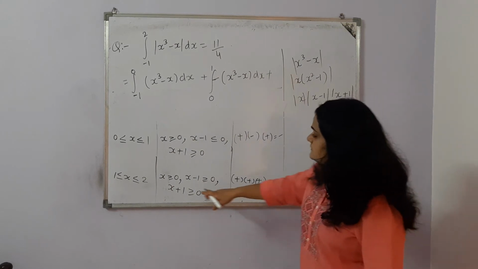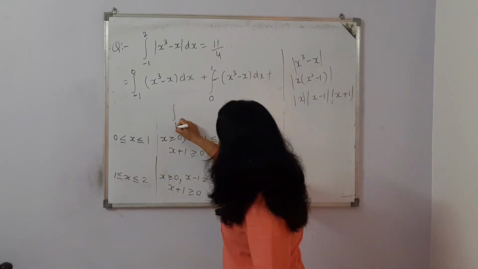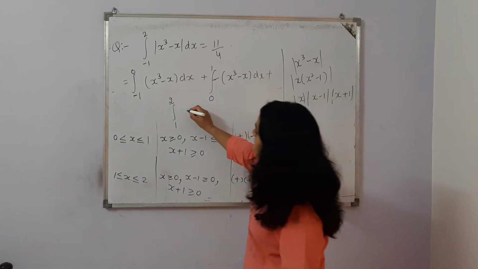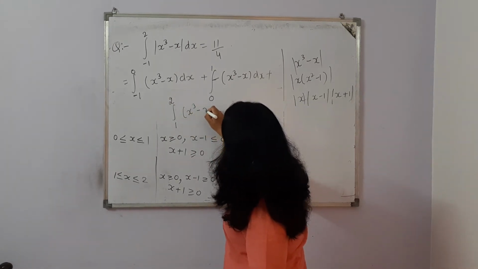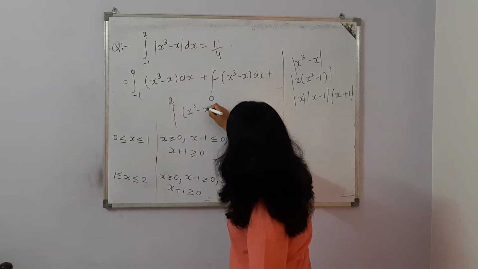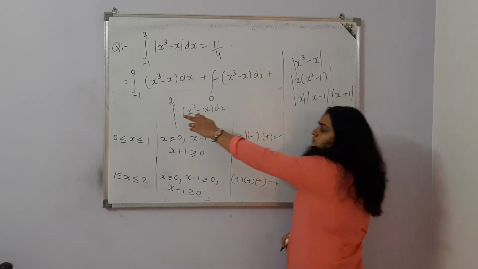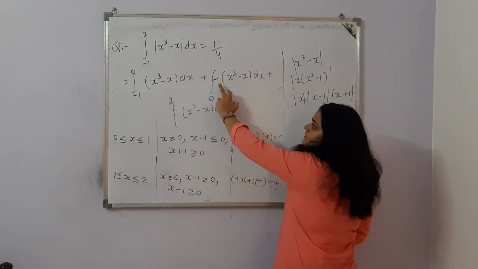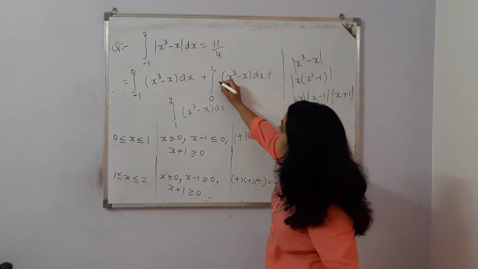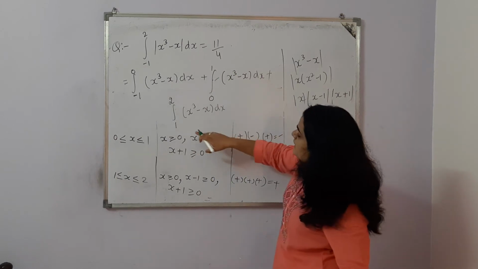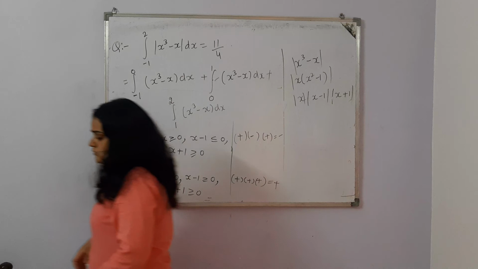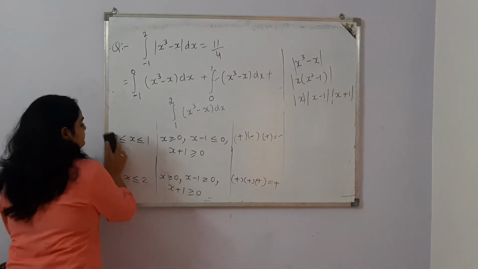And the next limit is 1 to 2. For the 1 to 2 limit, the function is positive, which is x cube minus x dx. So for these limits, the function is positive. For 0 to 1, the function is negative, so I applied a negative sign here. And for the 1 to 2 limit, the function is positive. So now we are going to solve it.